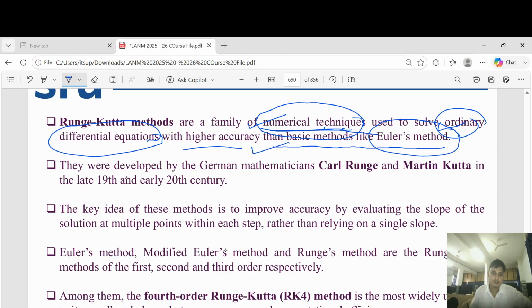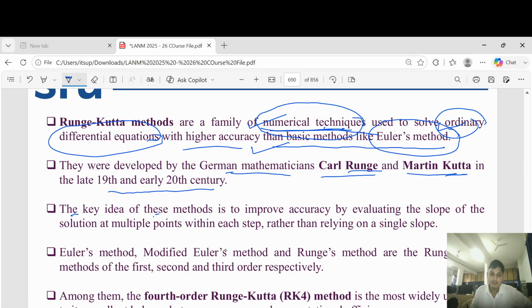Second point is that they were developed by the German mathematicians Carl Runge and Martin Kutta in the late 19th and early 20th century. So Carl Runge and Martin Kutta invented this type of numerical technique. That's why it is also known as the Runge Kutta method.